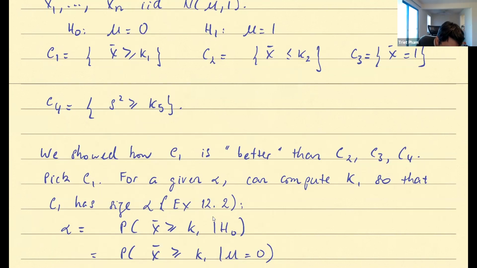Oh, let me see here. What is the size? Because they already give you K. Yeah, they give you K to be mu naught plus 1. I see why you're confused, because it goes opposite of the spirit. Usually I say that alpha is given and you find K. Yeah, 7 is exactly the opposite. Somehow they give you K because they say that now C1 will be X bar bigger than or equal to mu naught plus 1. That's what they give.